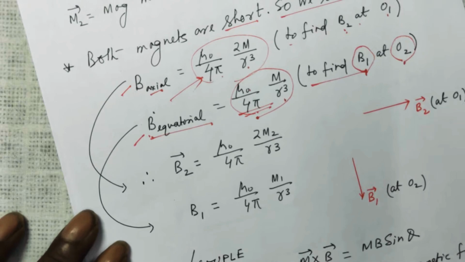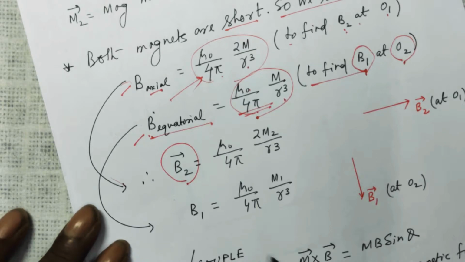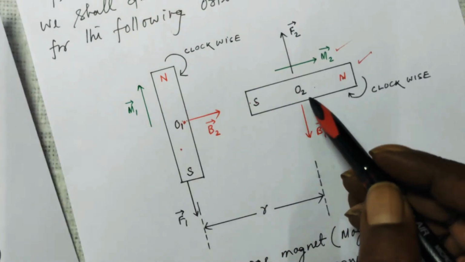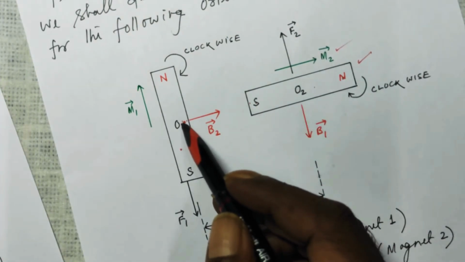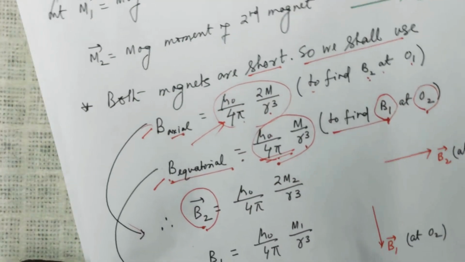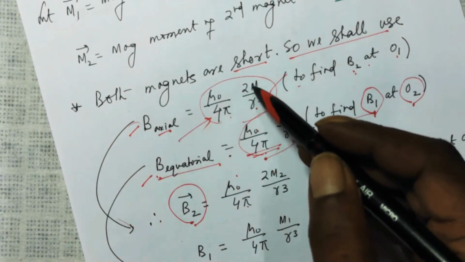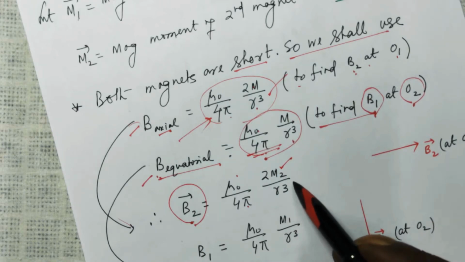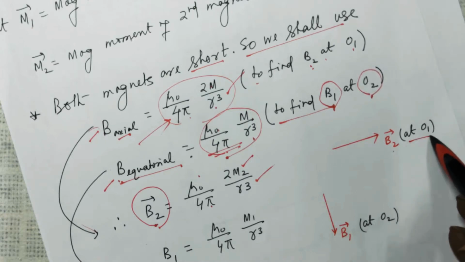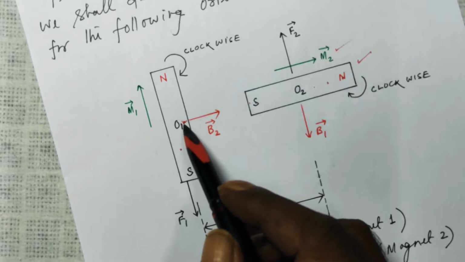So let us find B2, that is, the magnetic field due to the second magnet at point O1. Point O1 is on the axial line of this magnet, so we will use the axial line formula. That will be mu0 over 4 pi 2 M2 divided by R cube. And its direction is shown as B2 at point O1.